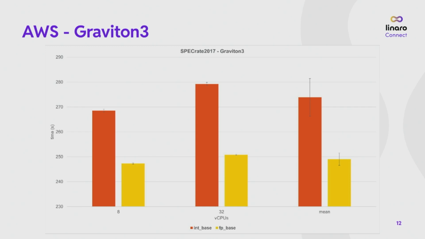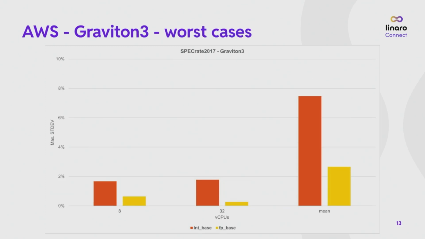And here are the results for Graviton3. In regards to variation, they are similar to those of Graviton4, in which the standard deviation is not very high on the same instance, but if we compare the different instances, then it's quite high. And for the worst cases, they stayed around 2% of standard deviation in the same instance, and across multiple instances, it was over 6%.